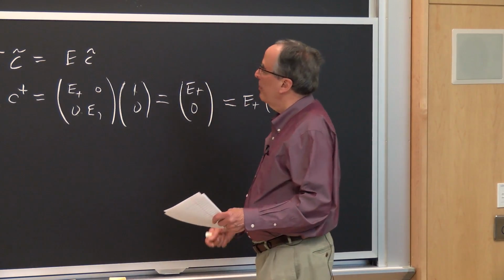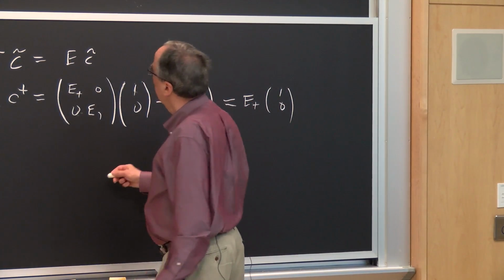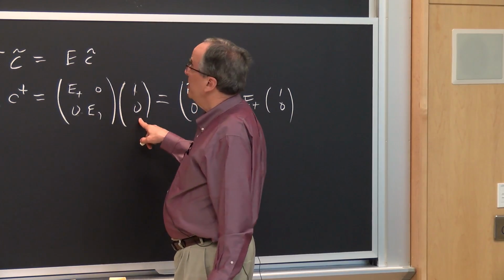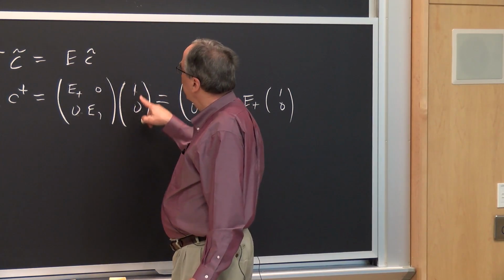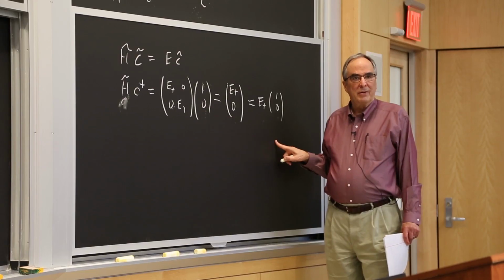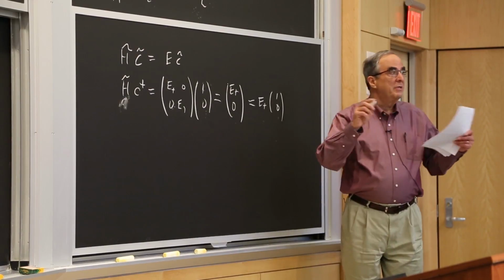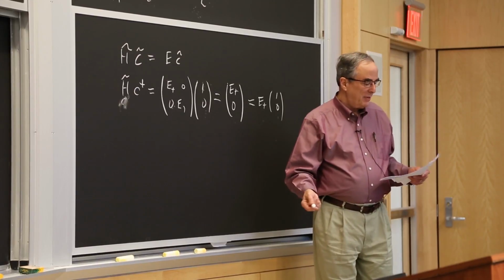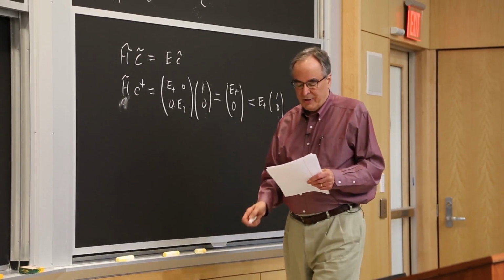And we do the same sort of thing, instead of using C plus, we use C minus. That's a 0, 1. And that'll give us E minus times 0, 1. This is all just playing with notation, and we're about to start doing some work.